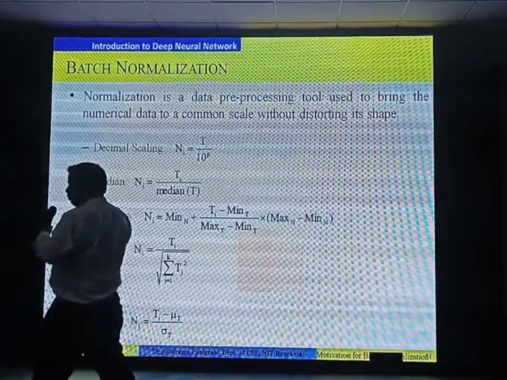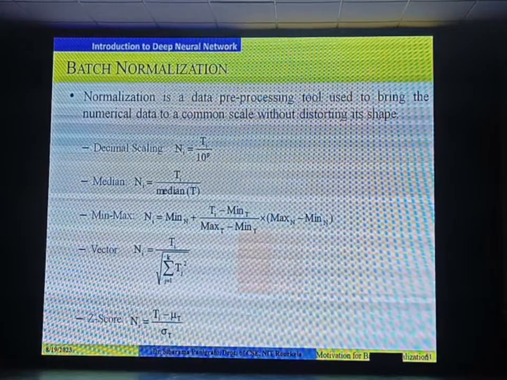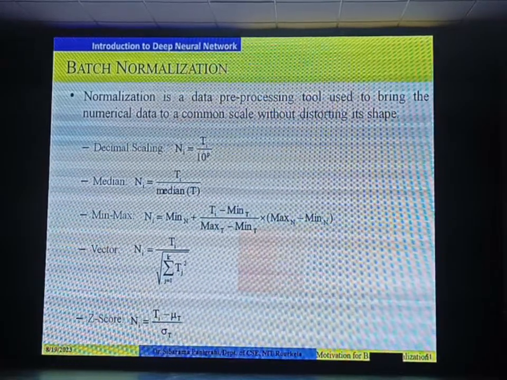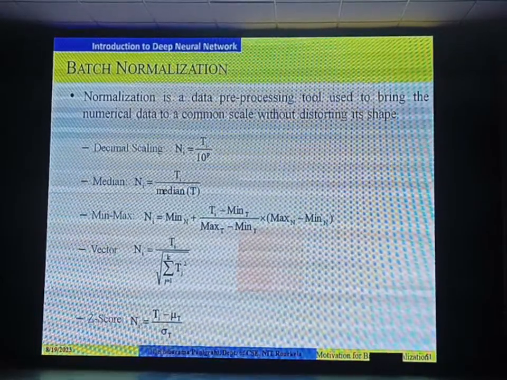And there are various types of normalization schemes you can go through. Min max, decimal scaling, vector, z-score, all those things. Right? But now what is batch normalization and why is it important?